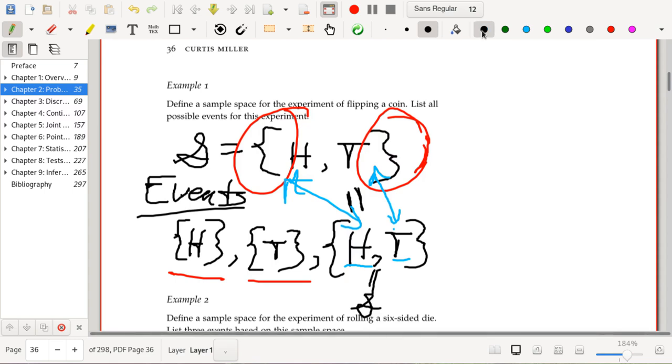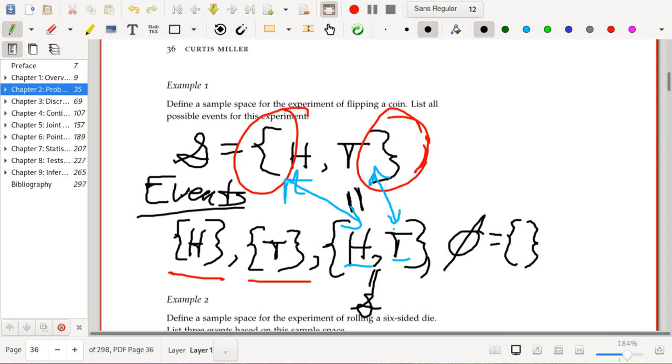And there is one more event that we have the moment we define the sample space: the empty set. That is also a subset of the sample space. Now, it seems really weird, because you ask yourself, how is it that a set with nothing in it... Another way to write the empty set is like this, where you write two curly braces but with nothing in between them, because the empty set has nothing in it. Okay?